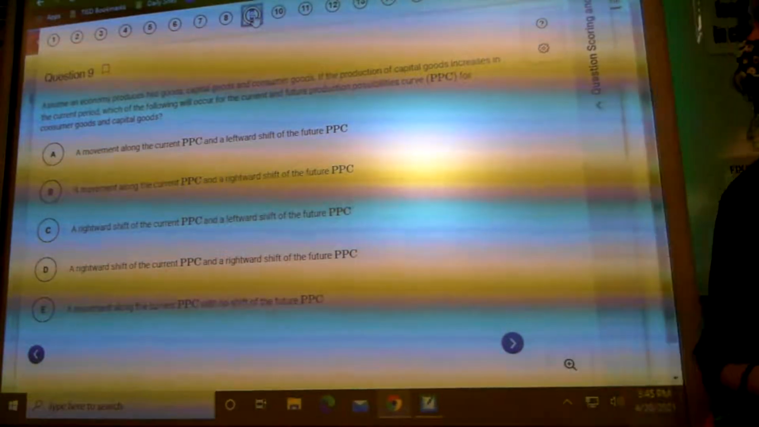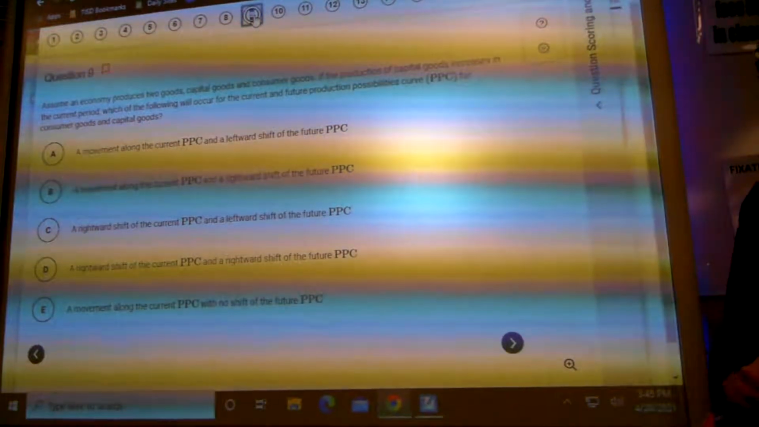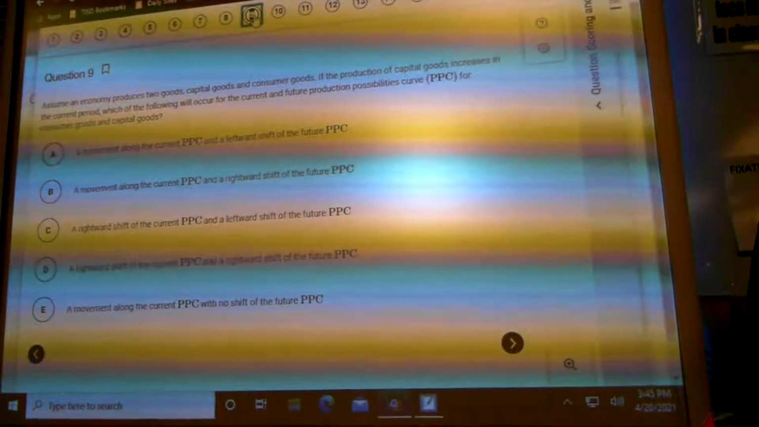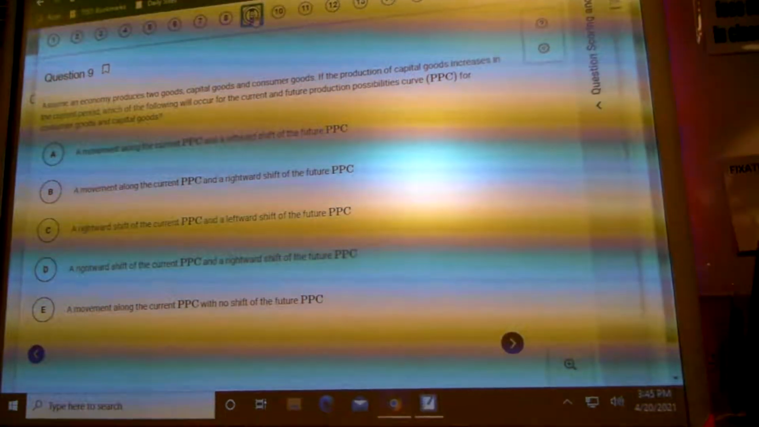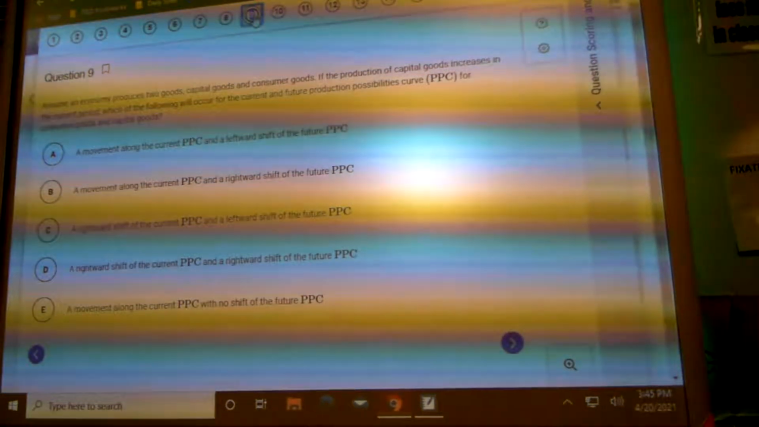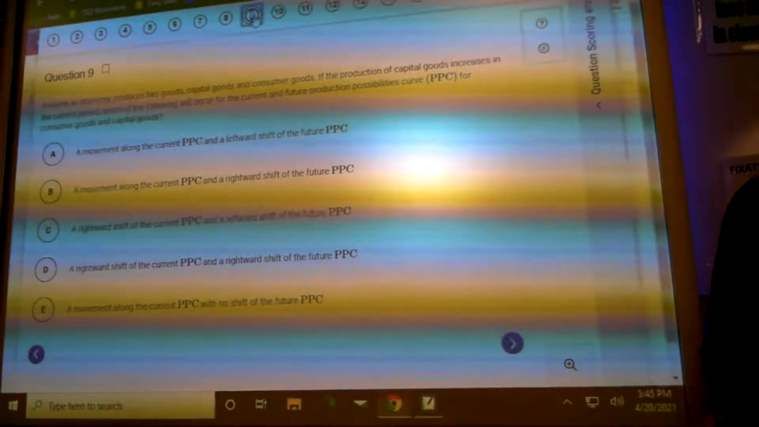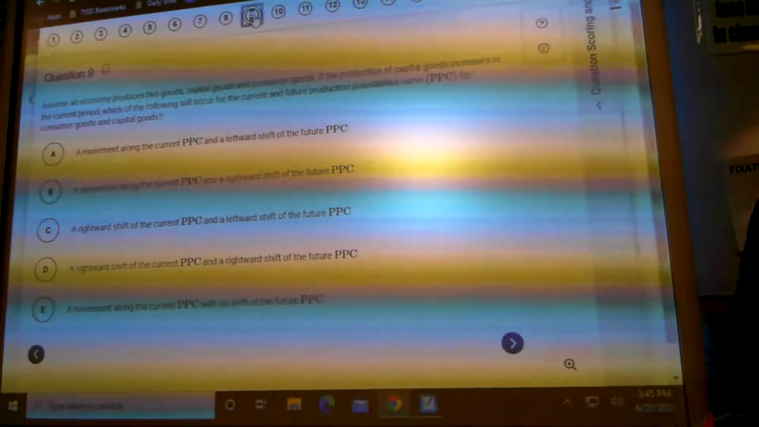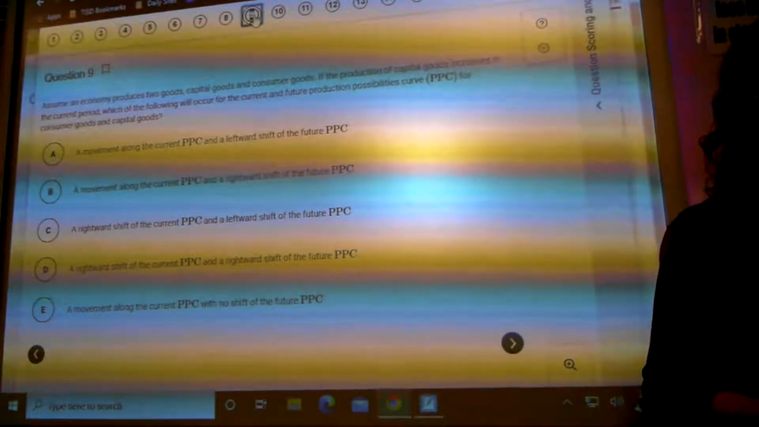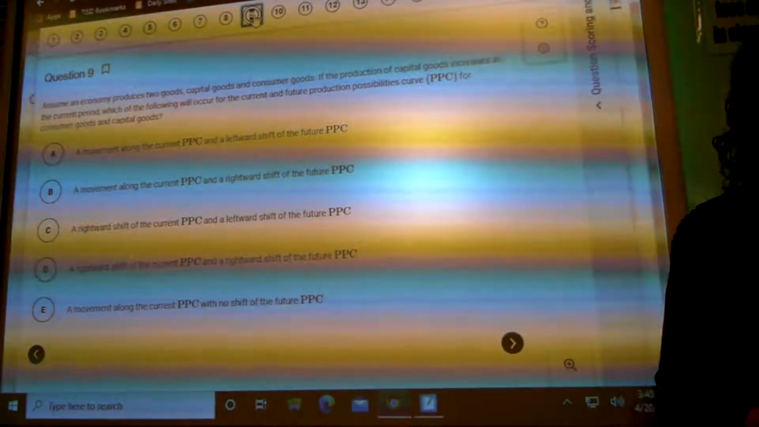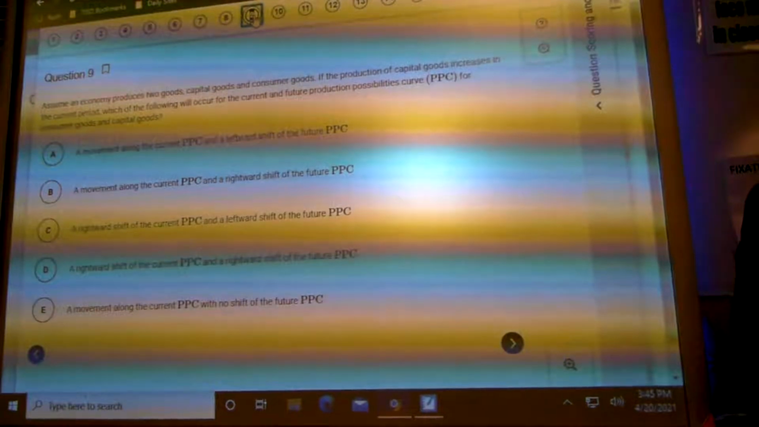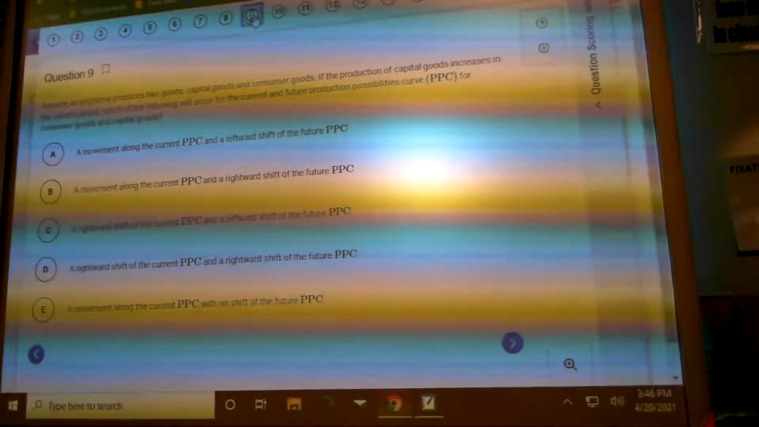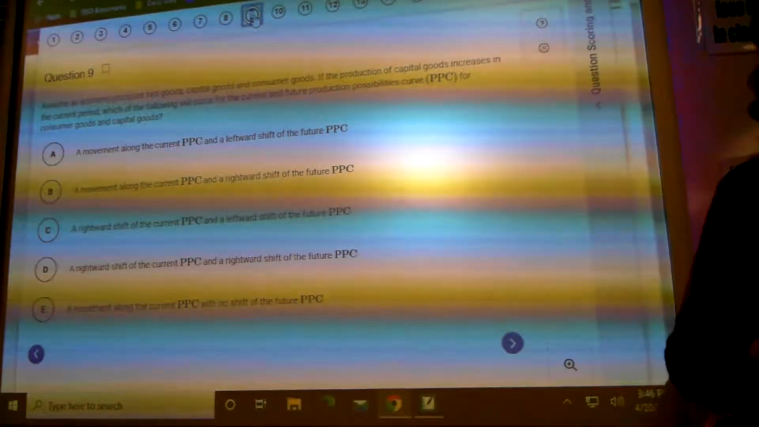Okay. Assume that an economy produces two goods, capital goods and consumer goods. If the production of capital goods increases in the current period, which of the following will occur for the current and future production possibilities curve for consumer goods and capital goods? I love the timid little B. B is correct. That's the one we just did earlier with the short run and the long run. You make more capital goods, it's going to be a movement at first, but then the effect of that is a rightward shift of that PPF curve.